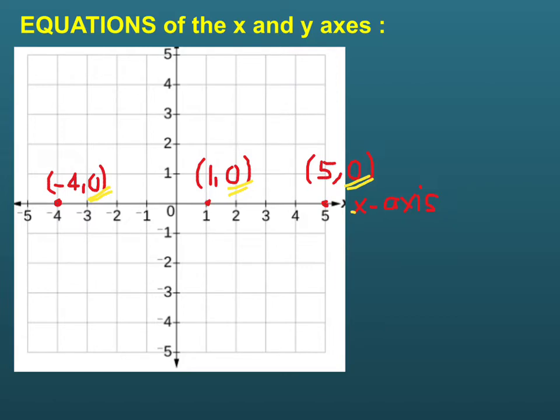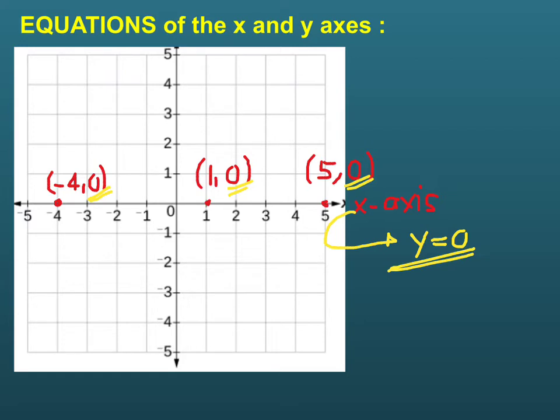And this is the reason why it has the equation y equals 0. Okay, so this is the equation of the x-axis, and take note, it starts with y. So if it's the x-axis, it starts with y. Now, we're using the same concept to find equations of lines that are parallel to the x-axis.